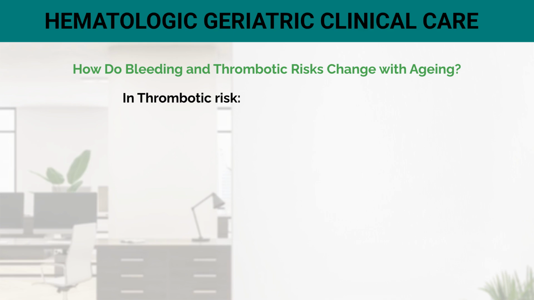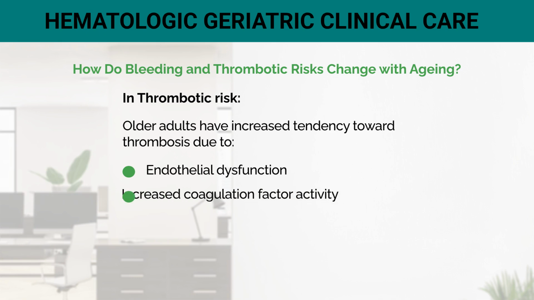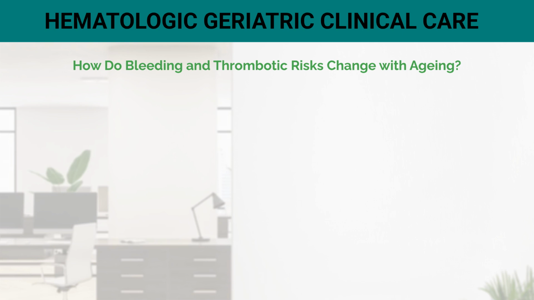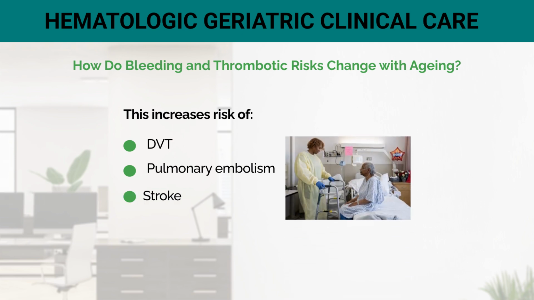In thrombotic risk, older adults have increased tendency toward thrombosis due to endothelial dysfunction, increased coagulation factor activity, inflammation, and reduced mobility. This increases risk of DVT, pulmonary embolism, and stroke.